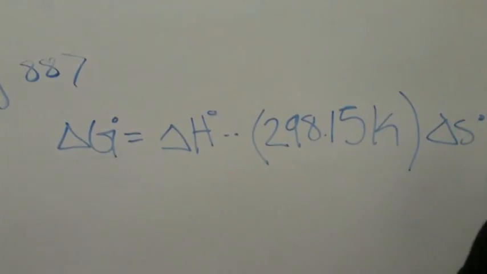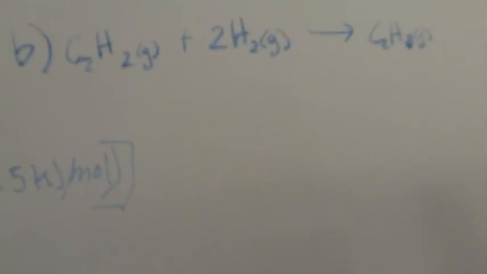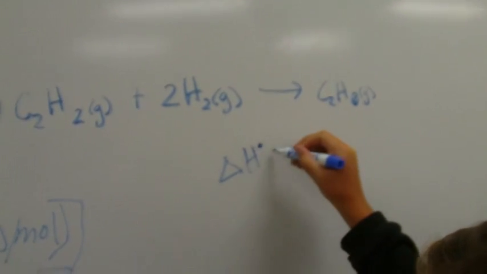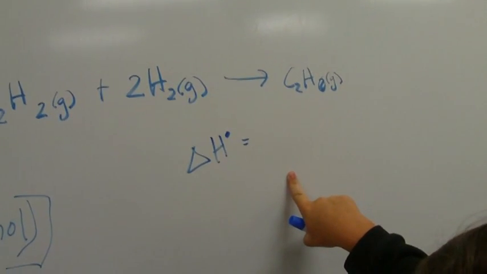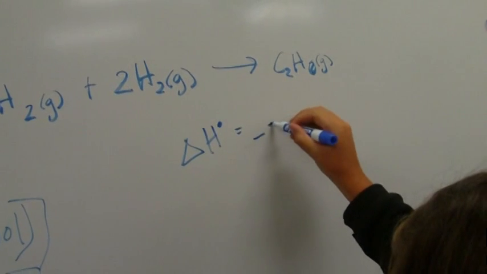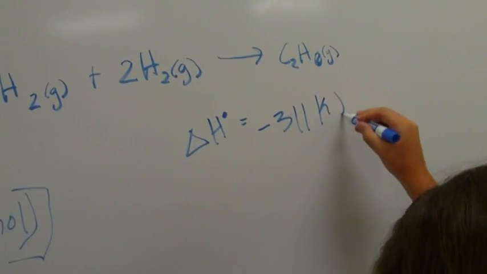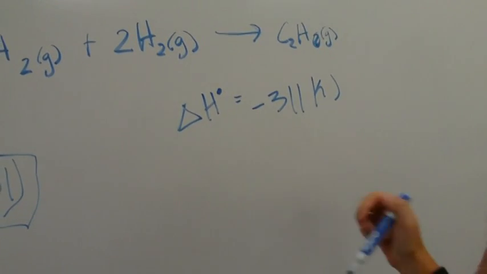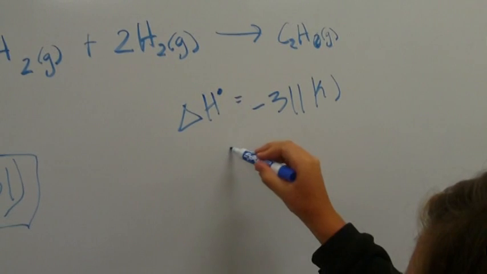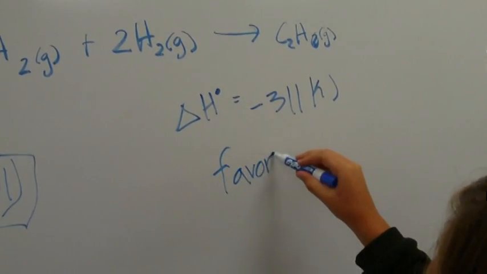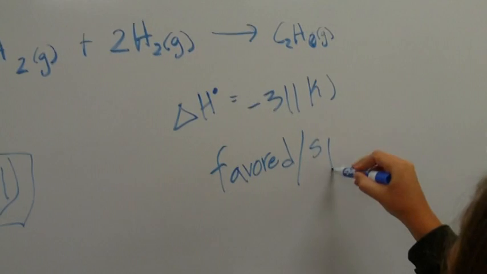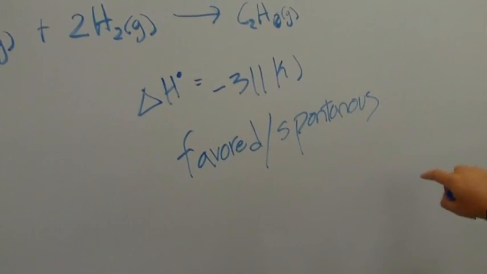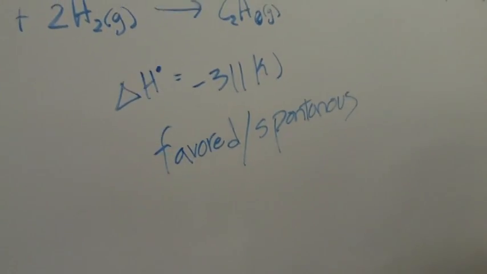Then they're going to have us run through 2 other problems. You can find delta H by plugging in your values and doing your algebra for part B, and you should get negative 311 kilojoules. Again, this value is negative, so it is classified as being favored or spontaneous. The reaction is likely to occur without any input of energy. If you don't know how to spell spontaneous, don't worry.